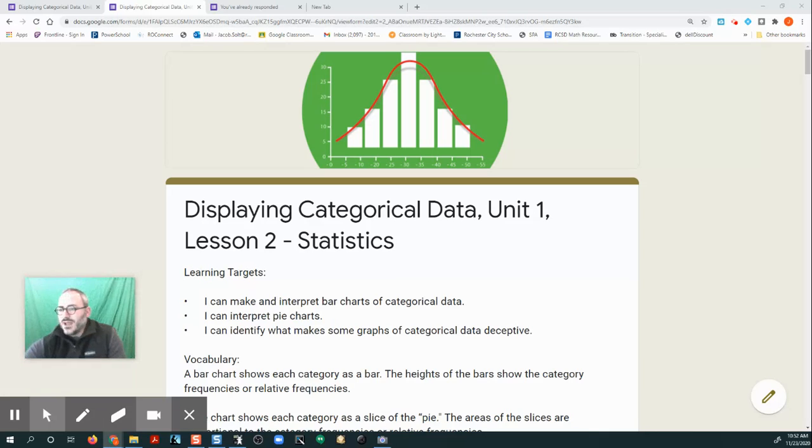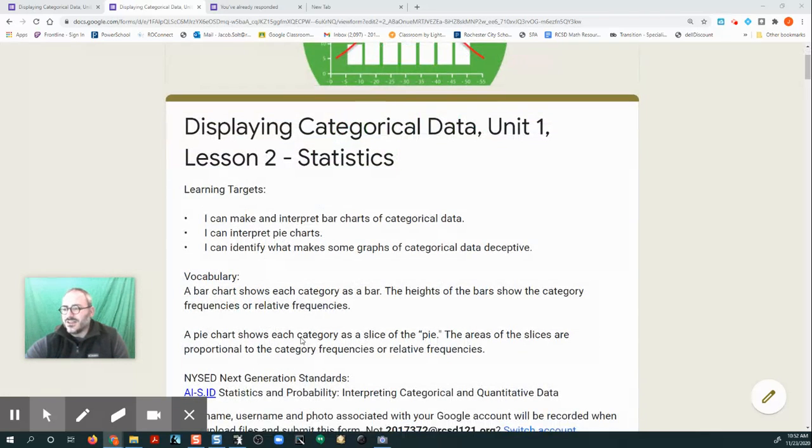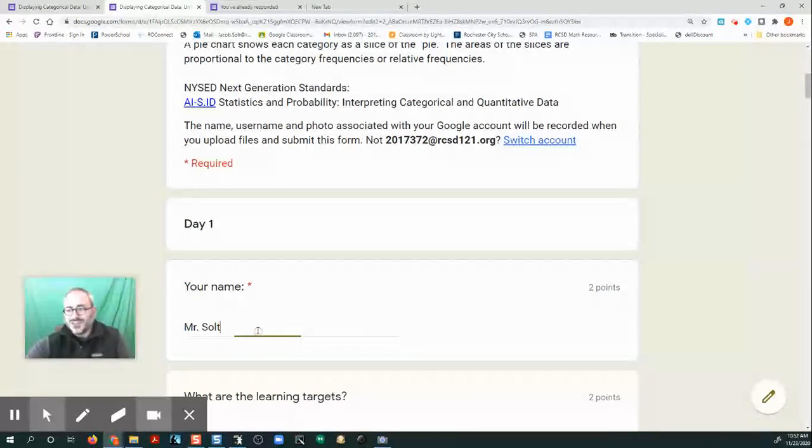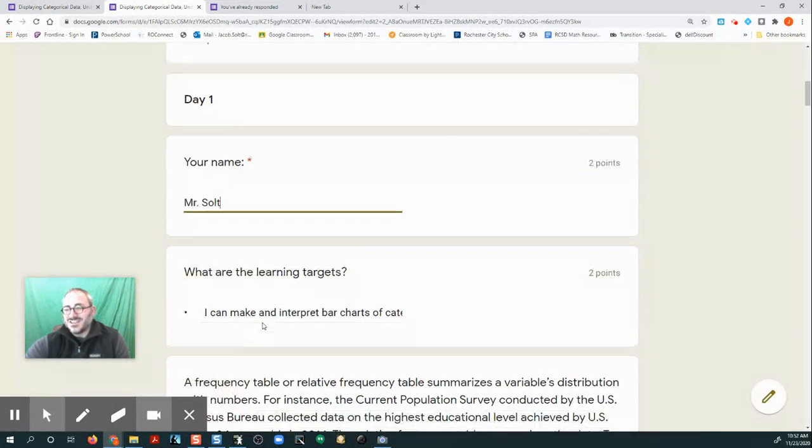When I create these lessons, I create the learning targets up here every time, right? So here are the learning targets. Here's some vocab. Here's the standards we're using. I'm going to ask you your name. This helps me identify you quicker. This Google form will take your email address, but it's a little easier for me to see what your name is if you put it in here.